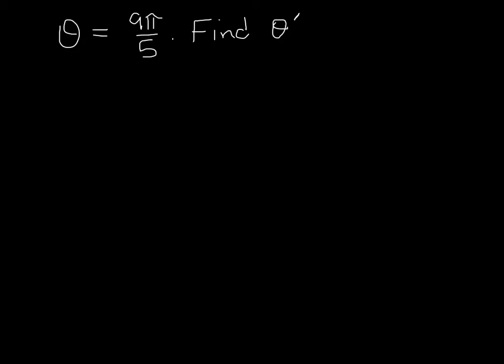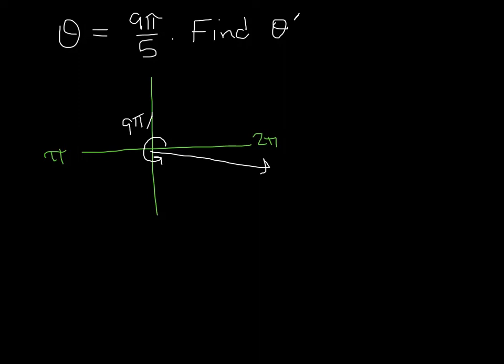Theta is 9 pi divided by 5. So what quadrant is 9/5 pi going to end up in? Well, here's 2 pi, and here's 1 pi. 9/5 is not quite 2, so our 9/5 is going to be somewhere over here. So here's our theta, which is 9 pi over 5. Our reference angle is going to lie right in this little gap here.